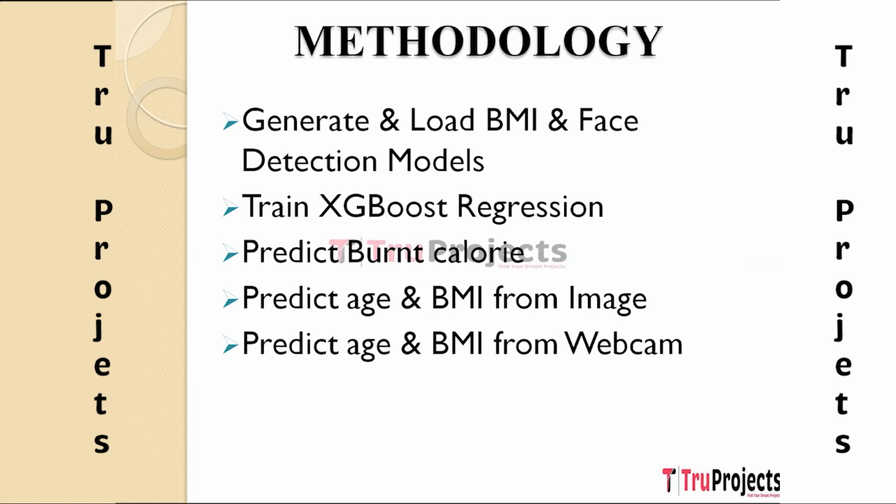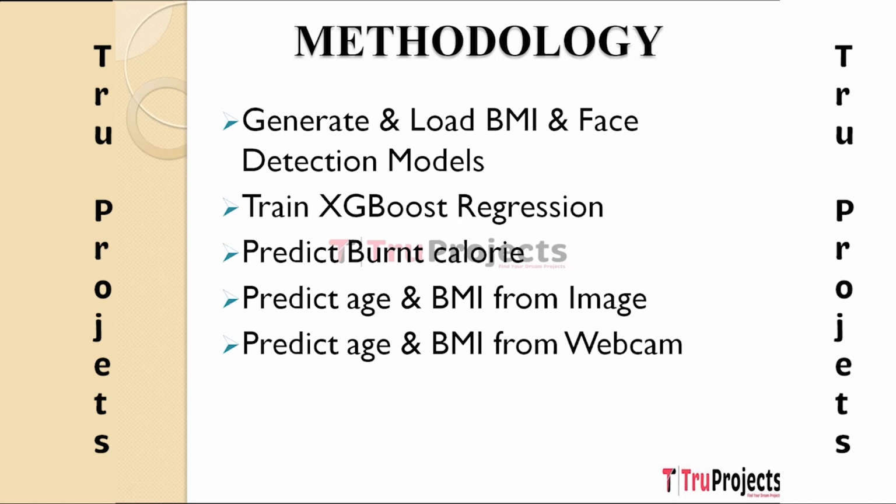BMI detection model, or convolutional neural network (CNN) model, is loaded. This CNN is trained to predict body mass index (BMI) values based on facial expressions extracted from images. Second module is train XGBoost regression. Here, an XGBoost regression model is trained. XGBoost is a gradient boosting algorithm used for regression tasks.